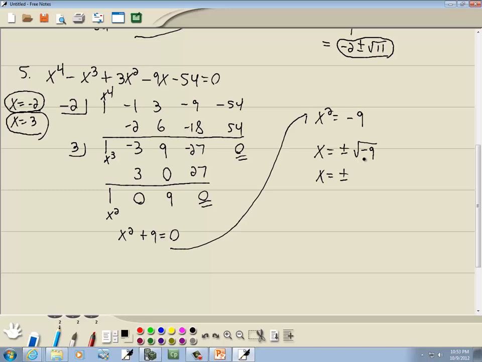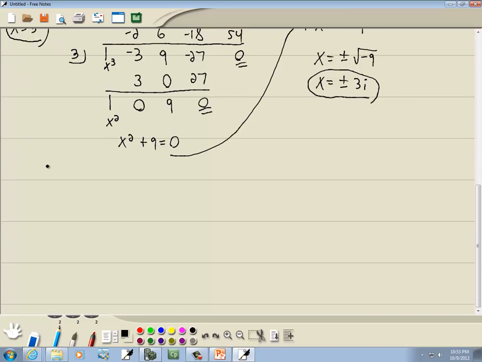Now, square root, we're looking for a pair of somethings. 3 times 3 gives you 9. And a negative inside of a square root gives you an i. So our other two answers will be x equals plus or minus 3i. That, plus our original 2, is our 4 answers.